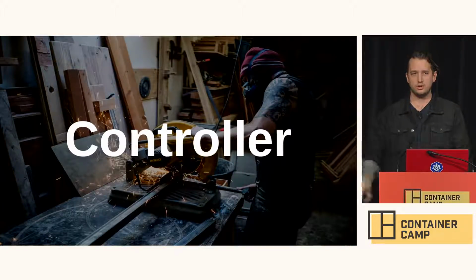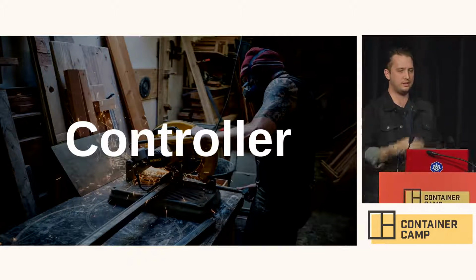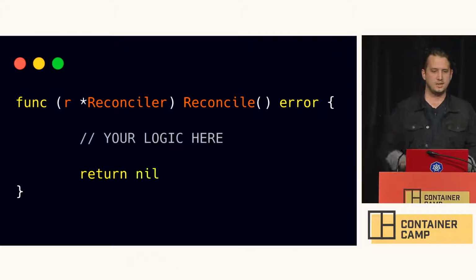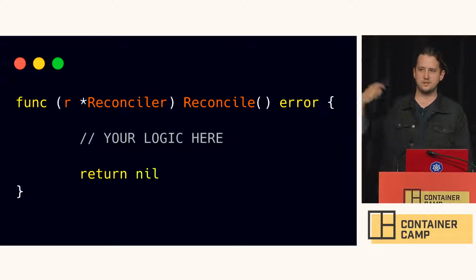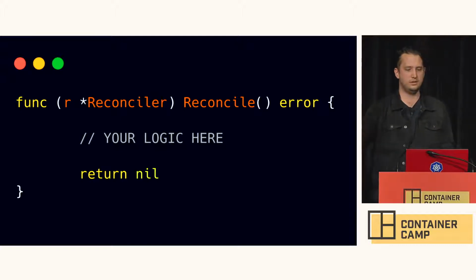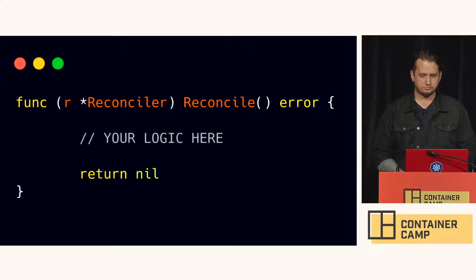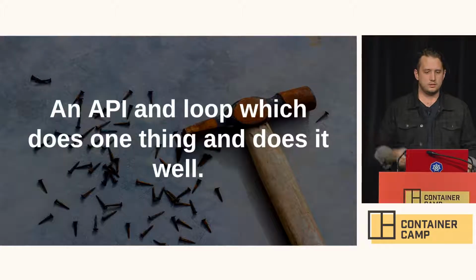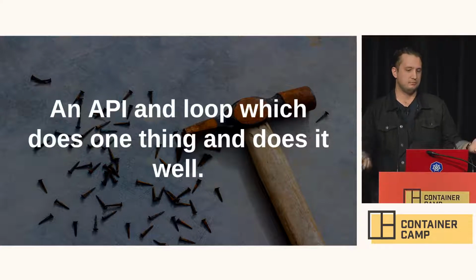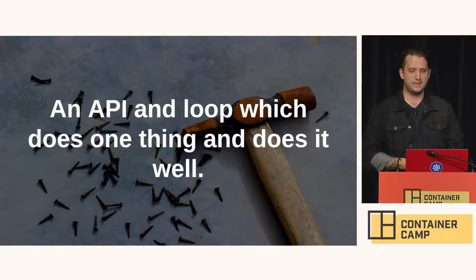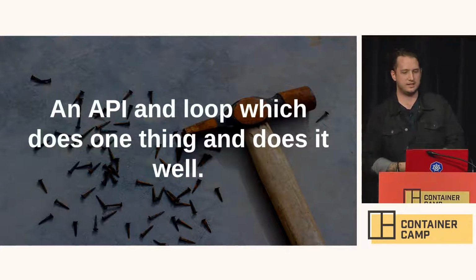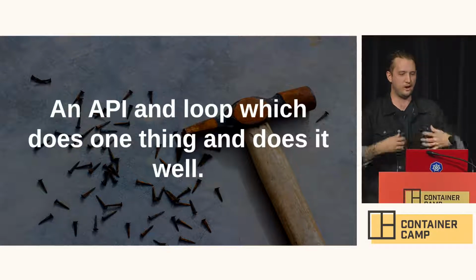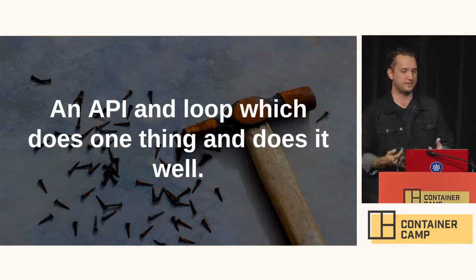Next, we have the controller piece. You know, we've got that API, but then we have the controller, and the best way to talk about this is just like a little bit of code. It's just a function getting called over and over again. But yeah, a controller is a loop which does one thing and does it well. And I want to touch on this because it's kind of like the Unix philosophy embodied in Kubernetes, or I like to think of it that way if it's done right.